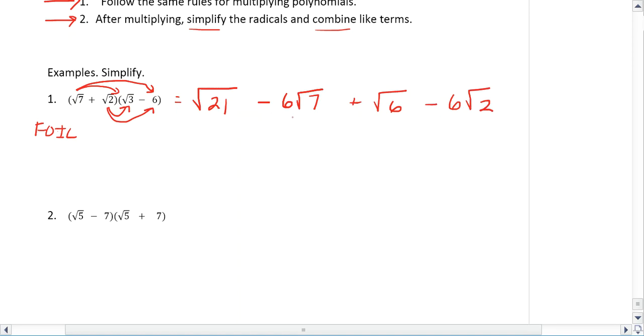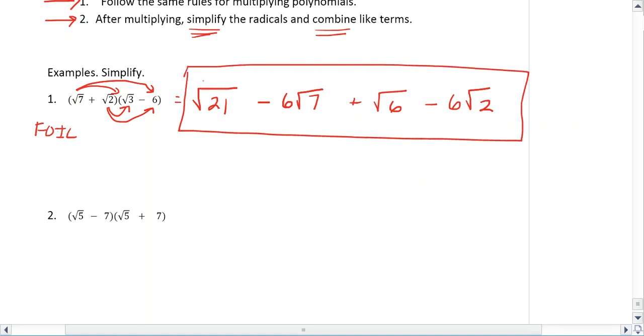So now I'm scanning through and I'm looking to do any simplifying. 21 is just 7 times 3, so that can't be simplified, and 7, 6, none of these can be simplified. So now let's look and see if we have any like terms. Well, we have a square root 21, a square root 7, square root 6, and square root 2. There aren't any like terms. We're done. This is a 4-part answer, and we can't simplify it any further. So let's move on to example 2.